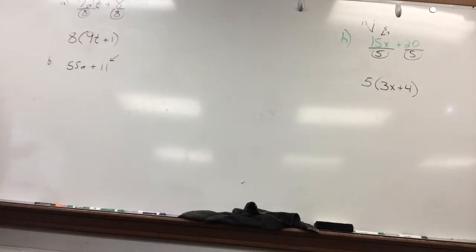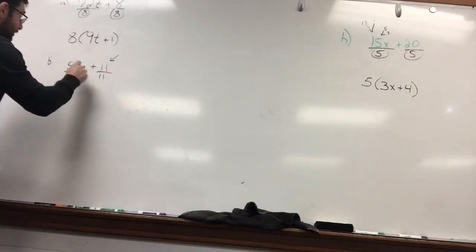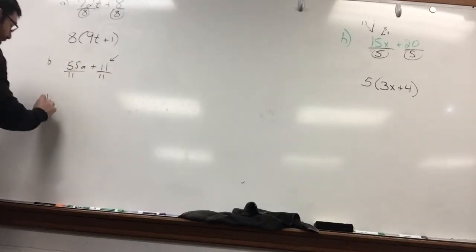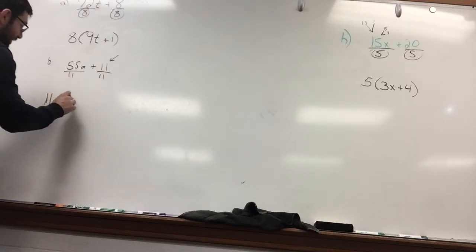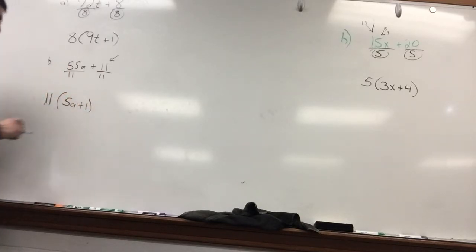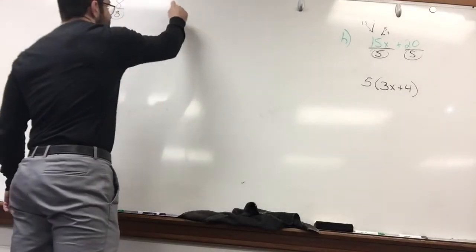What do we know about it? It's the smallest number. Both of these numbers are divisible by 11, so 11 goes out in front. That's my coefficient. 55 divided by 11 is 5a plus 1. Okay. Letter C.